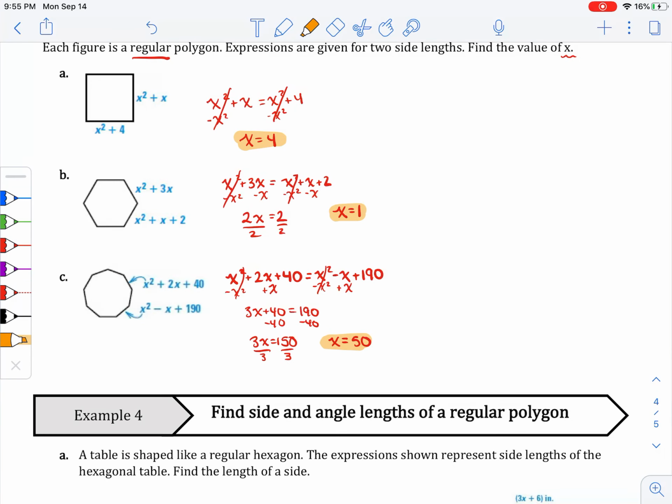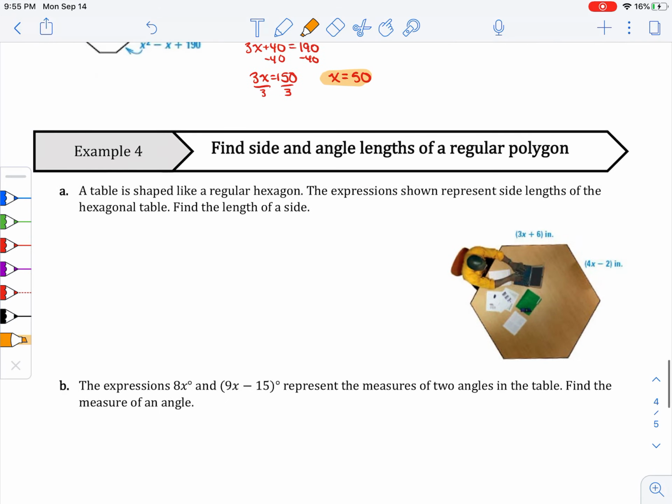So that's just setting side lengths equal. And part of your practice is where you just solve for x. The other part of your practice is where you're going to solve for x and then you're going to plug it back in. So example 4 says that a table is shaped like a regular hexagon. The expressions shown represent side lengths of the hexagonal table. We want to actually find the side length. So I have these two side lengths here, 3x plus 6 and 4x minus 2.